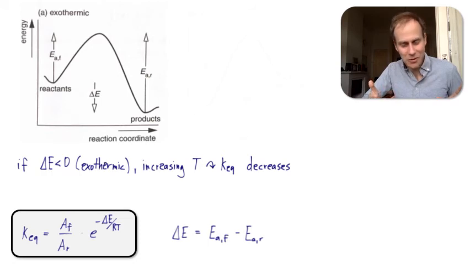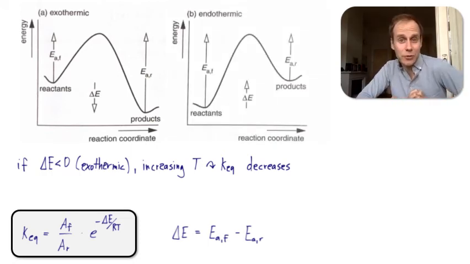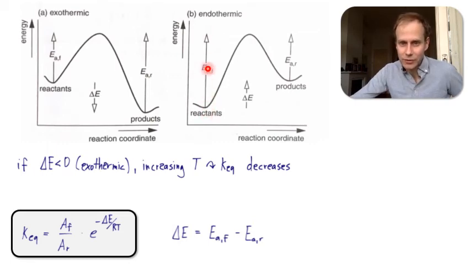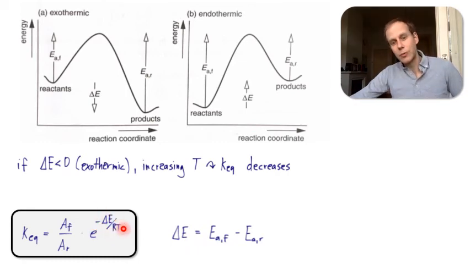So increasing the temperature for an exothermic reaction decreases the equilibrium constant. Sounds familiar, no? Here, an endothermic reaction. So now the activation energy for the reactants is higher than the activation energy for the products to go back to the reactants. All right? That means delta E is now positive, right? This is bigger than this. So we have a positive delta E. The negative makes it negative. So a negative number.